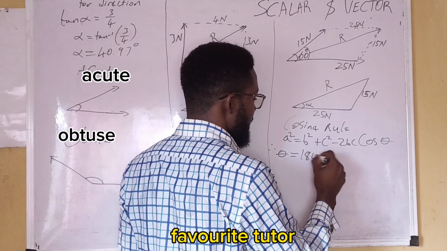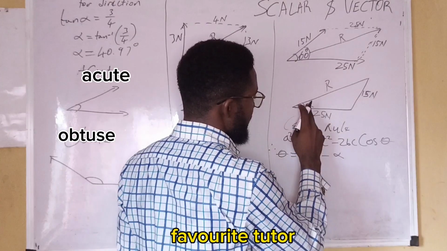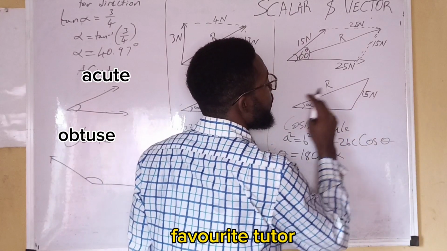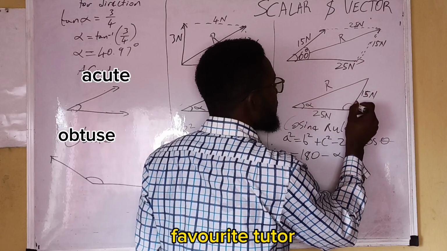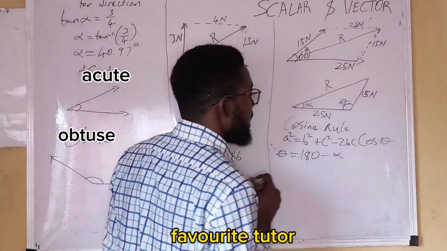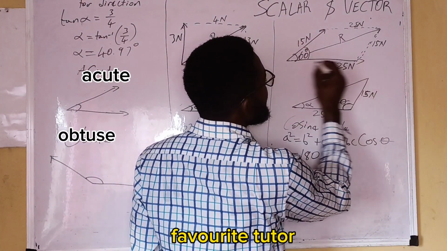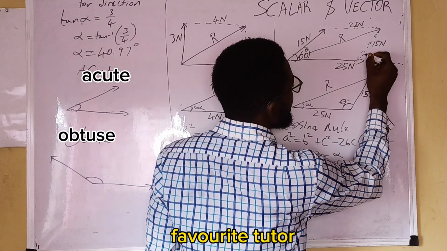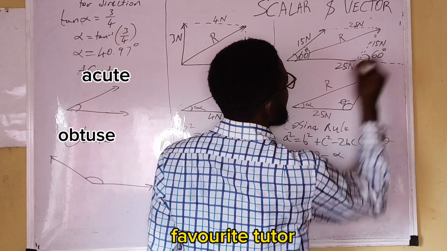180 minus alpha, minus the given angle. How is that true? Because we are looking for the resultant, the angle that is facing the resultant, which is theta. If right here we have 60 degrees, if I elongate this, there is an alternate angle, so we also have 60 degrees right here.